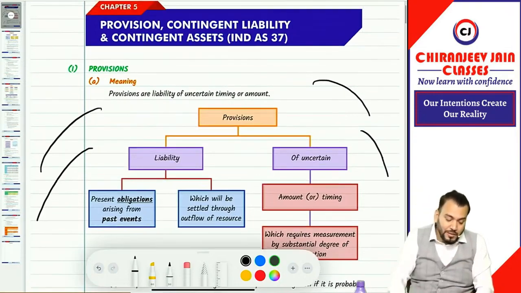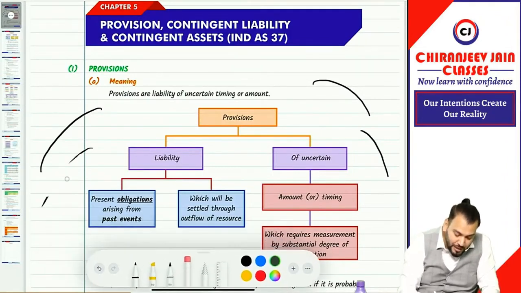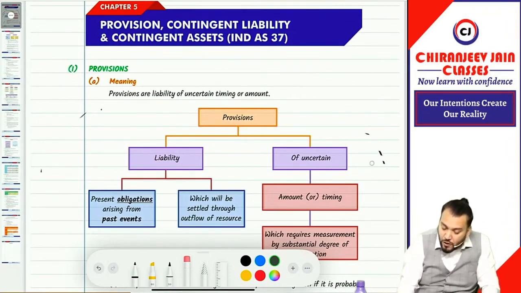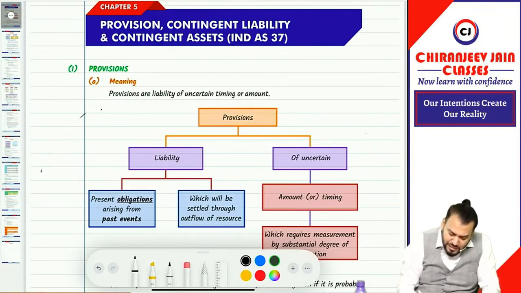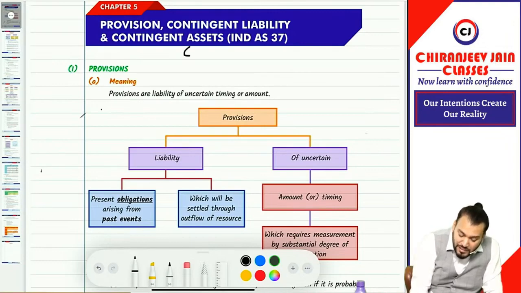Yes, sir. Now let us start Ind AS 37. Ind AS 37, what is the title? Provisions, Contingent Liabilities and Contingent Assets. What is the corresponding AS? The corresponding AS is AS 29. Right? Because between AS 29 and Ind AS 37, there is not much difference.